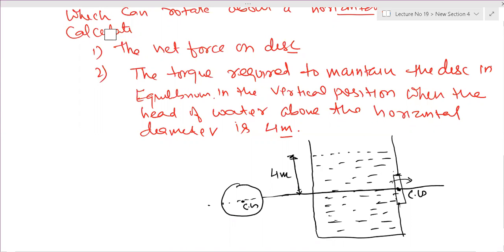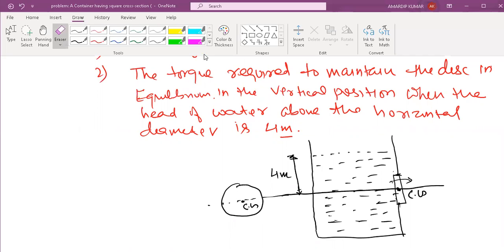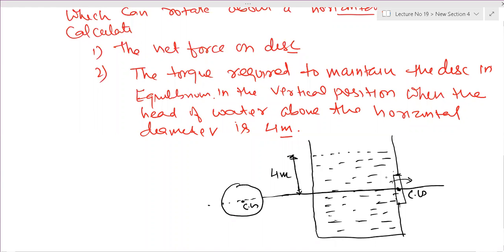You cannot say this is the horizontal diameter. This line is passing through the center of gravity, so the horizontal diameter will be perpendicular to this, perpendicular to this plane, our board. So basically, the horizontal diameter is this, right? The disk will rotate about this, like this.